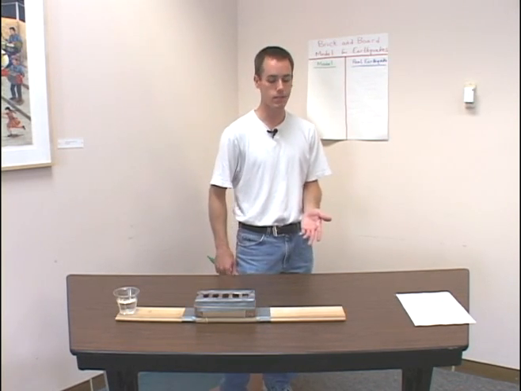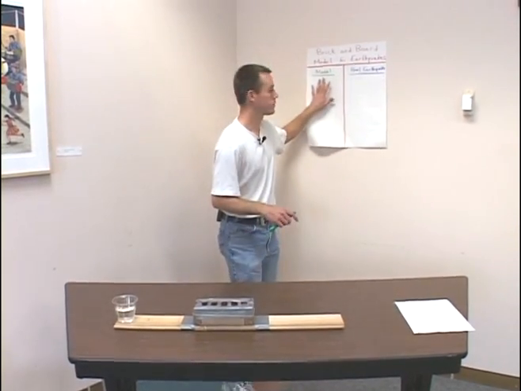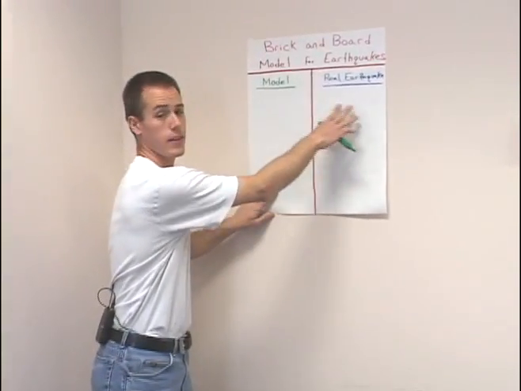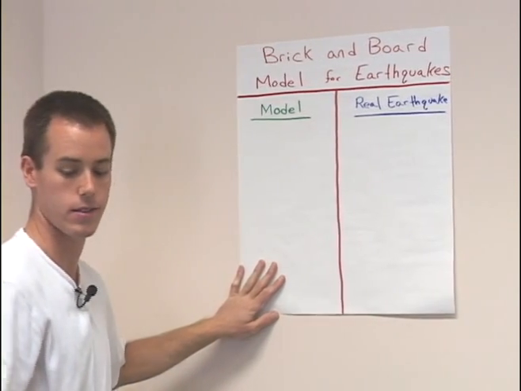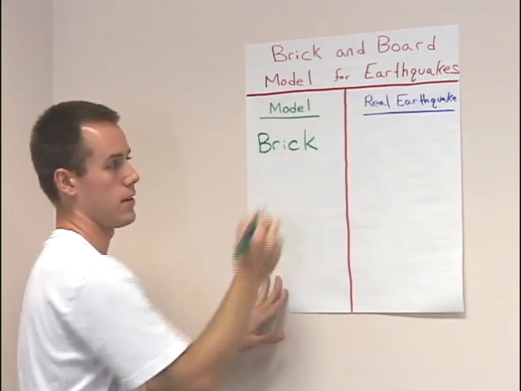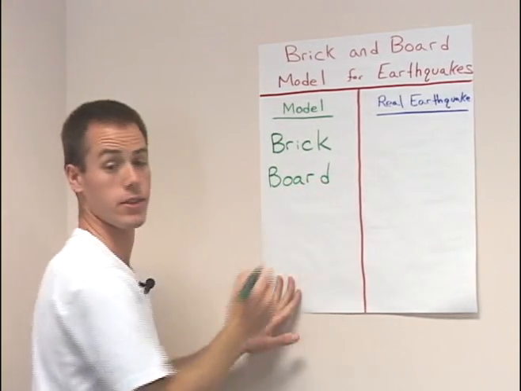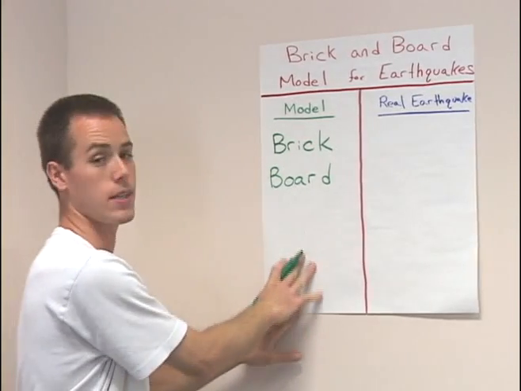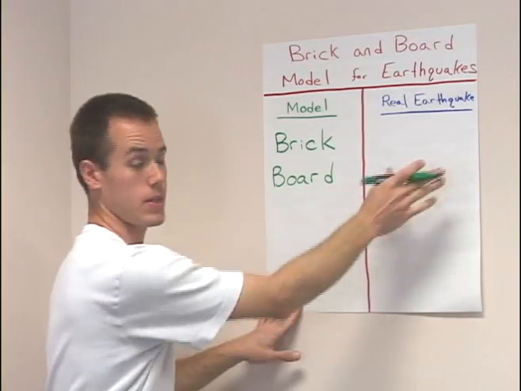So what I'd like to do now is have us think about every part of this model. For example, if we try to make a chart that shows what the pieces of the model were, then we can think about what they represent in a real earthquake. So I'll get us started. Let's say that we have the brick, and that represents something, and we have a board, and that also represents something. And I'm going to let you and your classmates and your teacher think about the rest of this side. And then think about what each of these parts of the model represent in the real world.